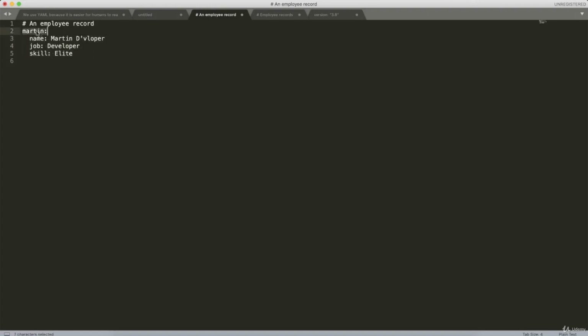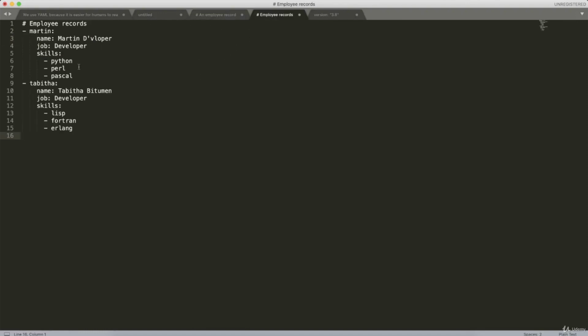Okay, so under Martin, we have the name is whatever, the job is whatever, the skills is whatever. And you can see we have the skills colon elite, the job colon developer, the name colon Martin. You can see that all of the name, job, skill are subjected under the Martin. And we know that by looking here, you can see we have 2 spaces, 1, 2. Okay, all right, now let's see another example, which is this one.